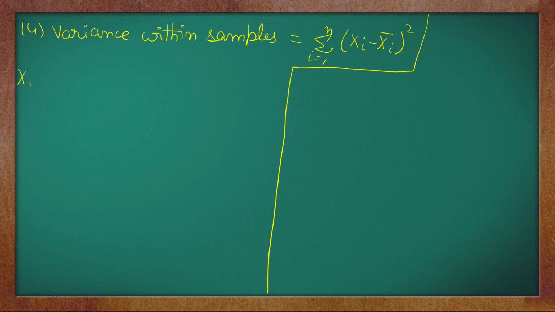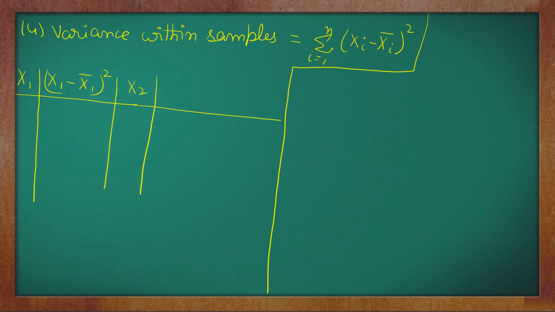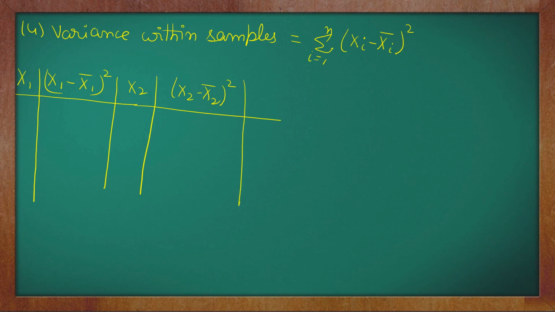First, I'll write x1 right now, because i takes values 1 to 3. Then x1 minus x1 bar whole square. Then x2, and we'll calculate x2 minus x2 bar whole square. Let me erase this one. Then I'll calculate x3 and then x3 minus x3 bar whole square.